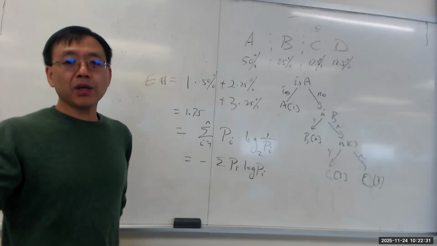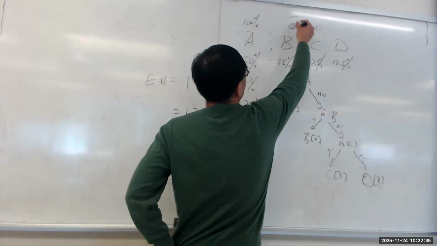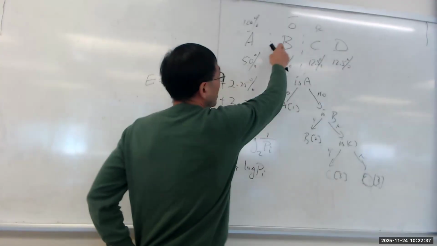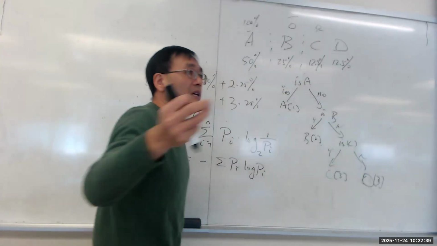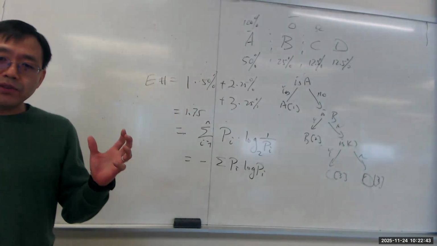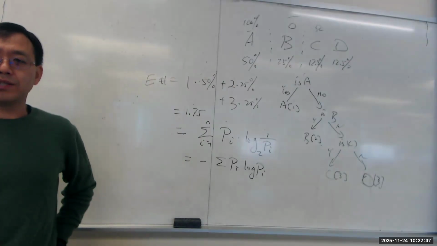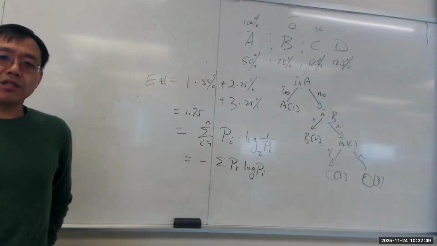So when there's no ambiguity, say for example, this is 100% A, 0% for the B, C, D. Then you don't have any ambiguity. When you have no ambiguity, that means what? That means knowledge.